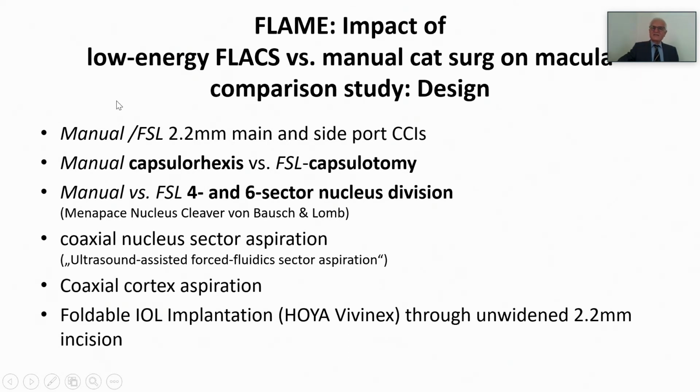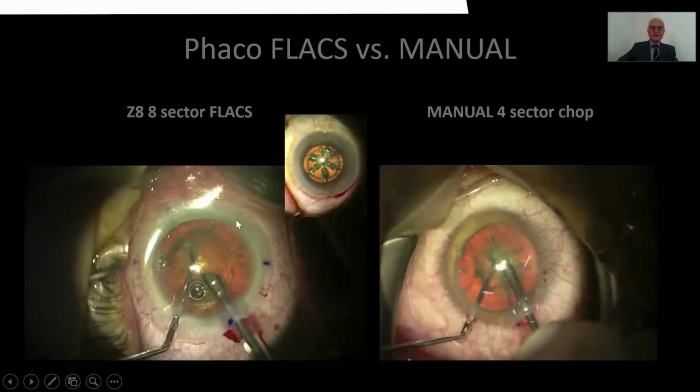Both surgical techniques were exactly the same, with the only difference that manual capsulorhexis was used in the one group versus femtosecond laser capsulotomy in the other, and that manual 4-sector nucleus division was used in the one group, while a 6-sector femtosecond laser nucleus division was used in the other. You can see here the two videos in both groups that compare the techniques.